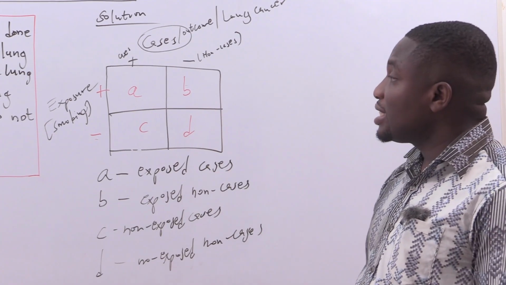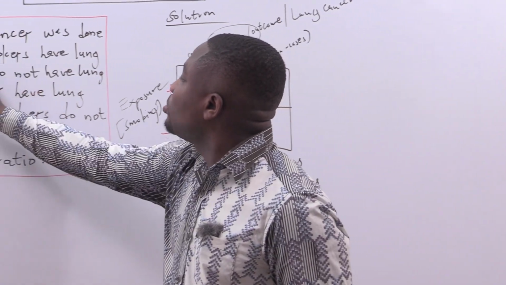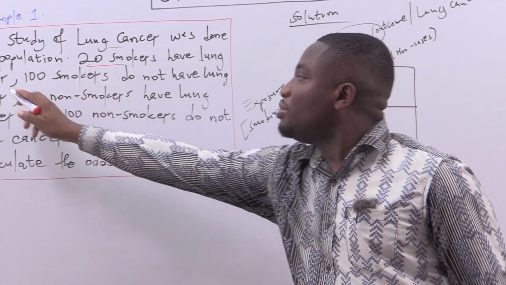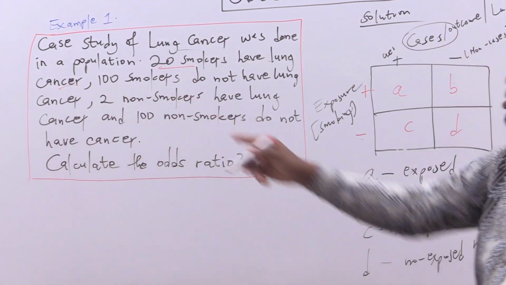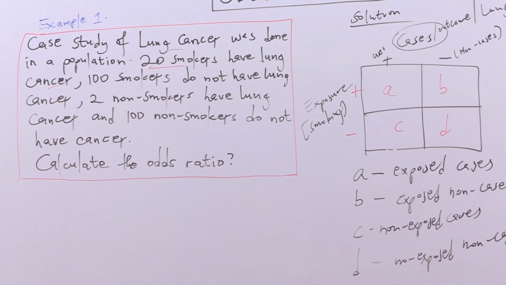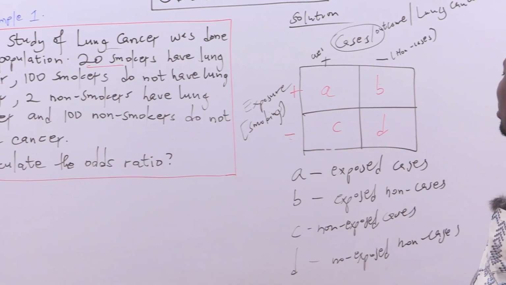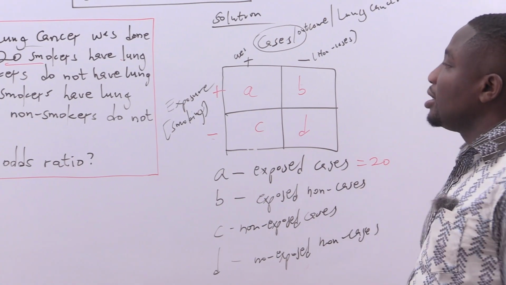All right, now let's put values on the letters. Now, exposed cases. In this case, we have 20 smokers have lung cancer. It means they smoke, there's an exposure, and they have the condition or the outcome or the case. So our A will be equal to 20.